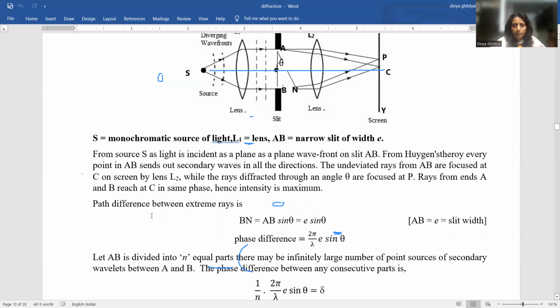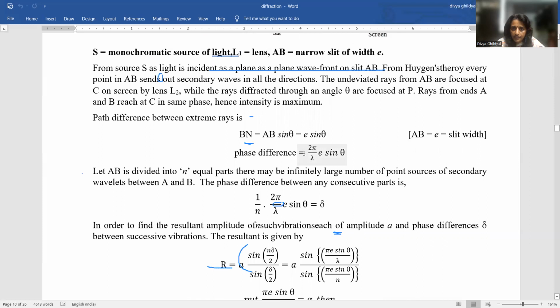Now let us start deriving an expression. We begin with path difference between the rays. In order to get an expression for path difference, we drop a perpendicular and we use the formula for sine theta, perpendicular upon hypotenuse. So Bn equals AB sine theta. AB is your slit width, represented as small e here. Many times they represent slit width as A also, but here I have taken small e. So Bn equals e sine theta, where e is slit width.